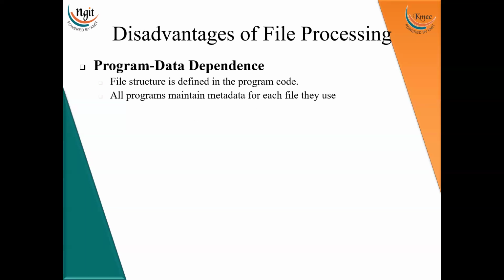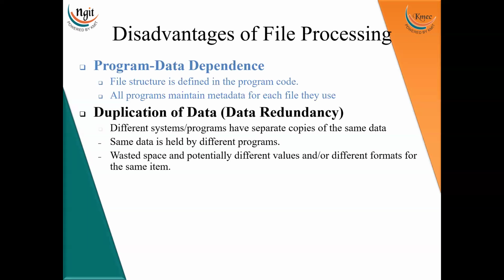The first drawback of the file processing system is program data dependence. Here the file structure is defined in the program code itself, and all the programs maintain metadata for each file which they use. This is what is called program data dependence.